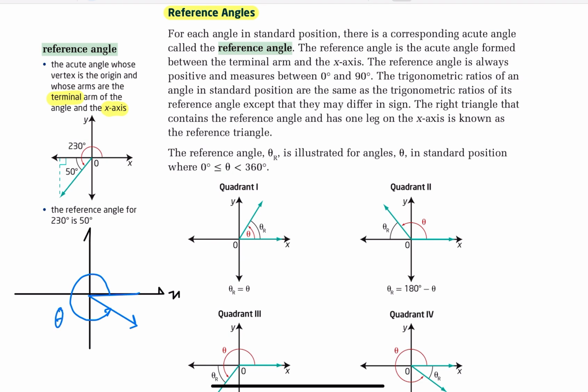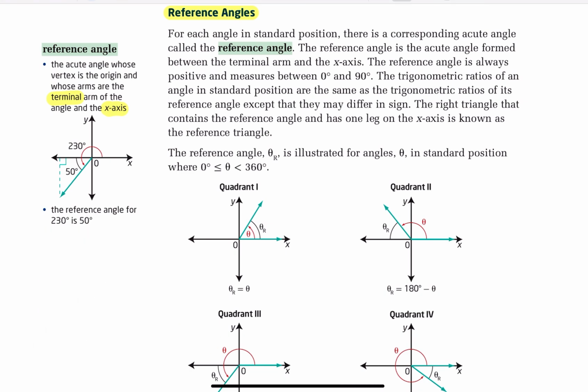What would be my reference angle? For my reference angle, I will just look at my terminal arm. I project it on the x-axis, and from there I start marking or repairing my angle. So my theta r is this one. So this will be my theta r.